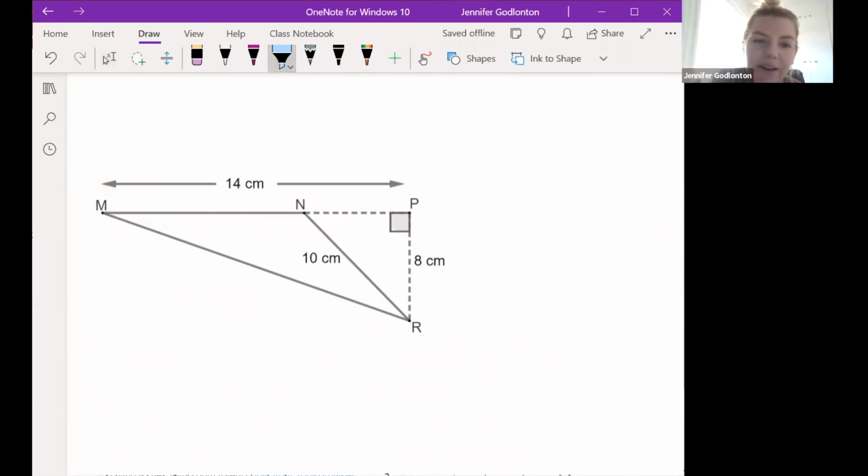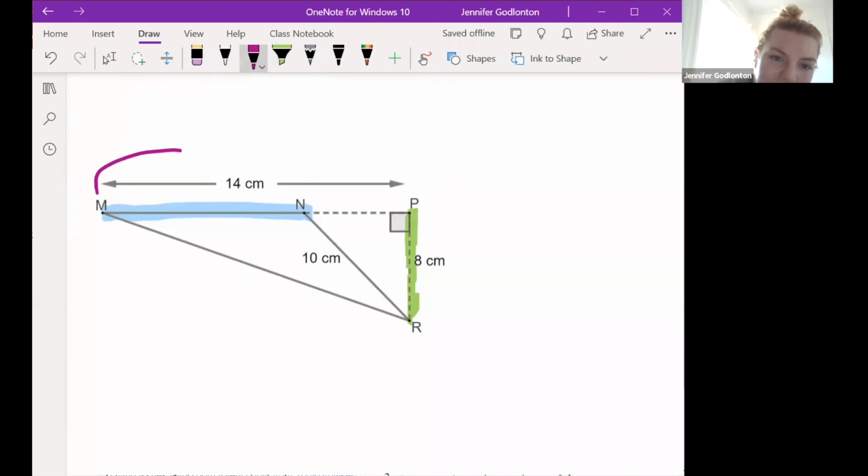When I'm dealing with this triangle, this case over here would be my base, right? And this over here would be my perpendicular height. This 14 centimeters goes all the way from M to P. Just keep that in mind while you work this out. I don't want you to fall for my trap. So this 14 centimeters goes all the way from M to P, but my base is only from M to N.